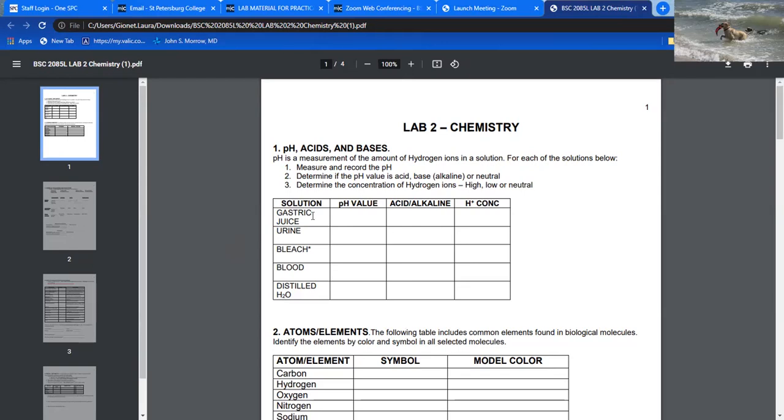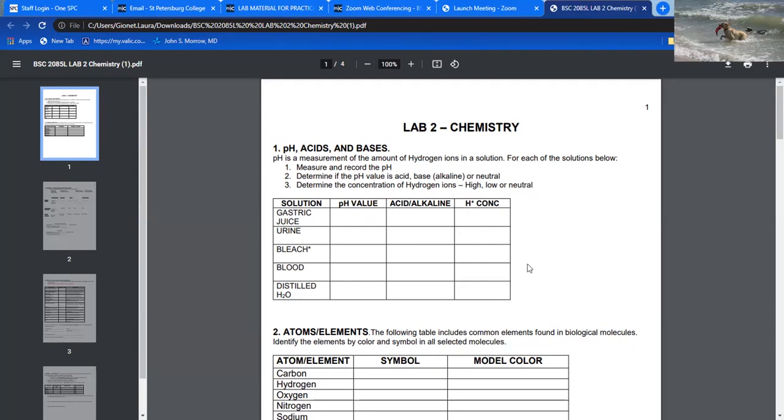The first exercise, we're looking at different solutions, assigning a value, determining whether they are acid or alkaline, and the relative hydrogen concentration gradient. Now, I'll just preface this by saying, when it comes to quiz or exam questions, I'm not going to ask you what is the pH of gastric juice or urine or bleach or blood. Well, blood maybe. Blood is going to come back over and over again, 7.35 to 7.45. It will generally be this: a specimen or a fluid has a pH value of such and such. I'll give it to you, and you'll determine whether it's acid or alkaline and what the hydrogen ion concentration is.